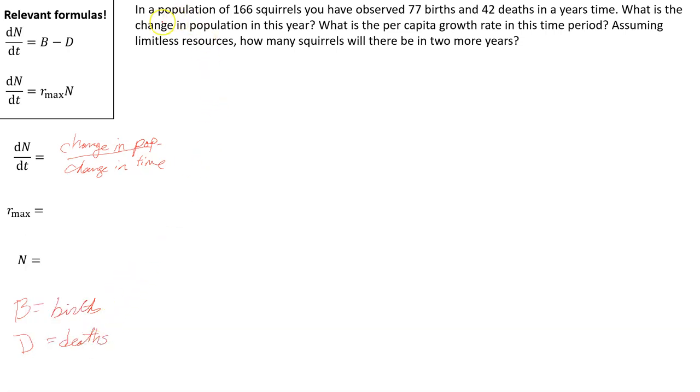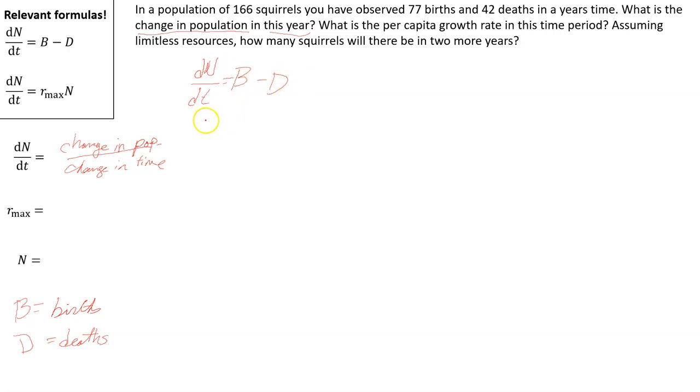So let's go ahead and work on a problem up here, just dealing with this first formula, dN over dt is equal to B minus D. We have a population of 166 squirrels, and you have observed 77 births and 42 deaths in a year's time. What is the change in population in this year? When it says change in population in this year, what it means is the change in population number over the change in time that year. So that's going to be dN over dt, and as we know, this equals births minus deaths.